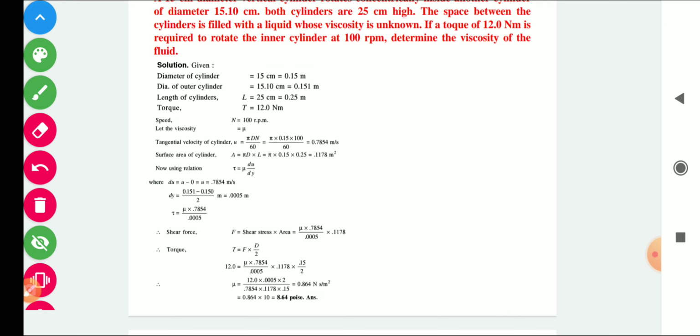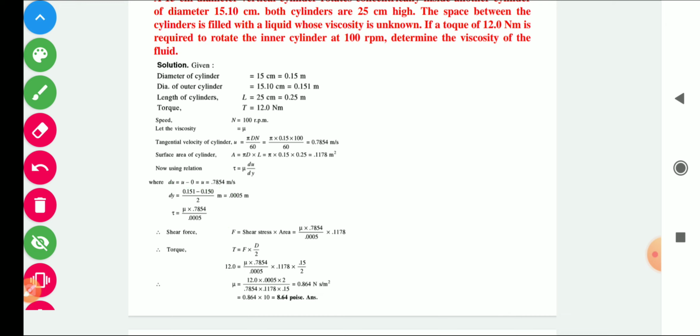So we can calculate du. This is the velocity we have calculated. The velocity is 0.7854 minus 0, since one cylinder is stationary, so du will be equal to 0.7854. So if we put all these values in this equation, this will be the value of shear stress.